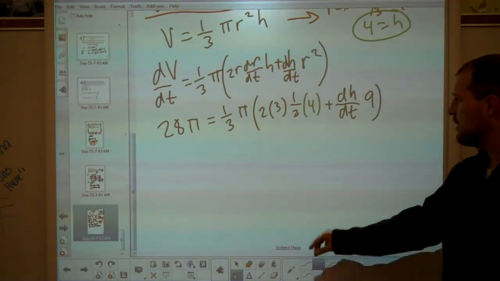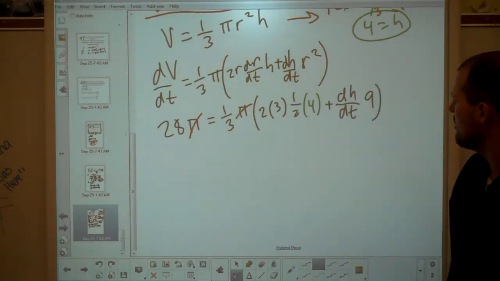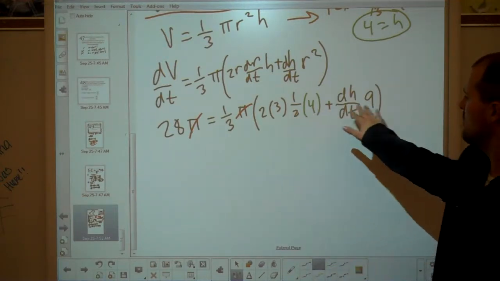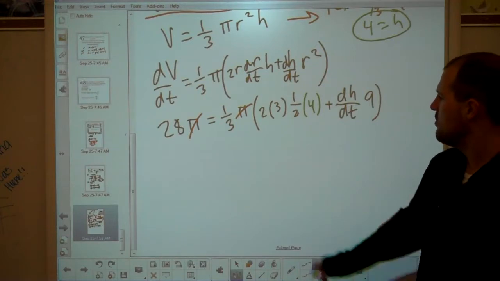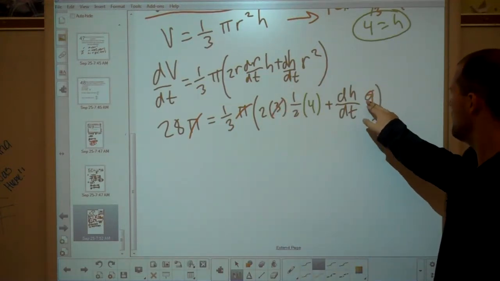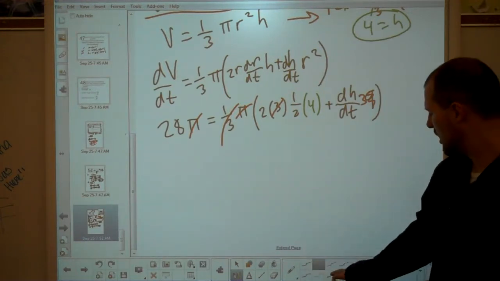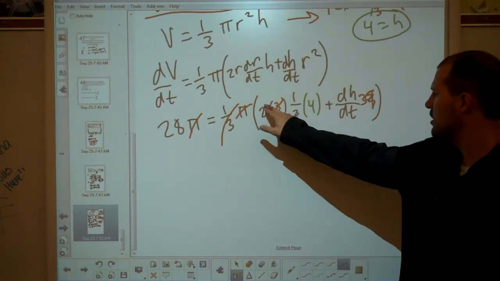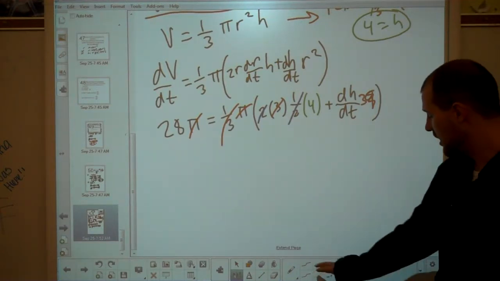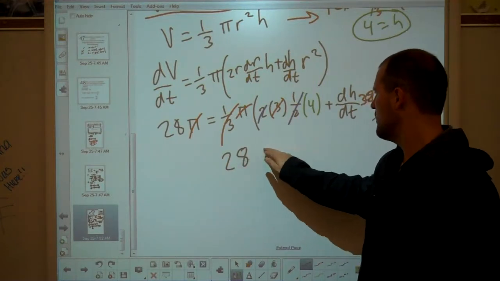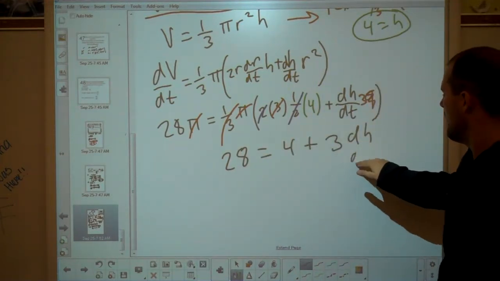First thing I notice is I got pi on both sides. I can divide both sides by pi, and those are gone. And then let's see what other simplifying we can do. These quantities in here are both going to be divided by 3. So what happens when we do that, that's going to cancel out this 3, and this 9 is going to turn into a 3. And let's see what we have. Oh, you know what? I noticed something else. I have right here a 2 and a 1/2. So those cancel out as well. So we've canceled out a bunch of stuff already. Let's rewrite what we have. I have 28 equals 4 plus 3 dH/dt.